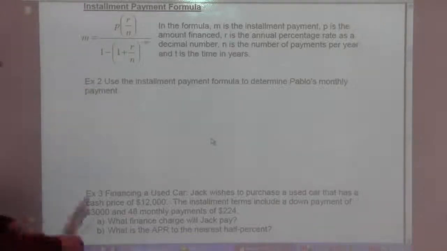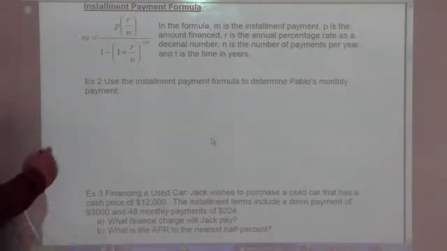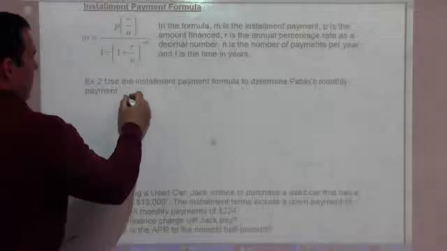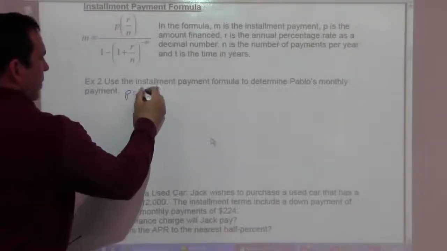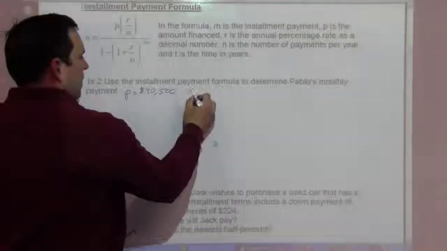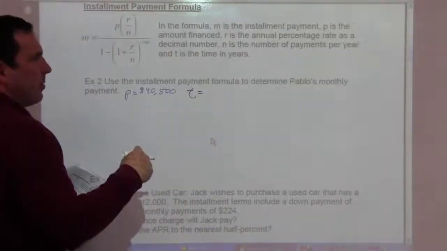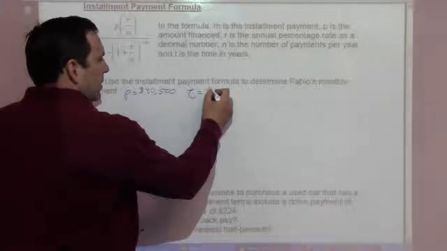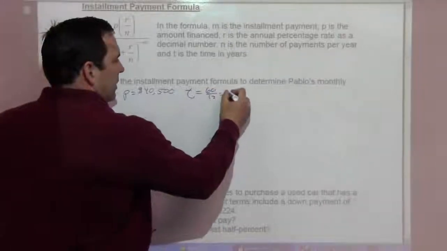So use the installment payment formula to determine Pablo's monthly payment. So in this, P is $40,500. T: now it's 60 months at 12 payments per year, so 60 divided by 12 is 5 years.